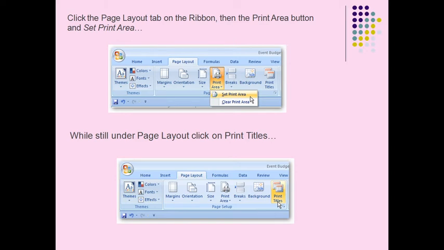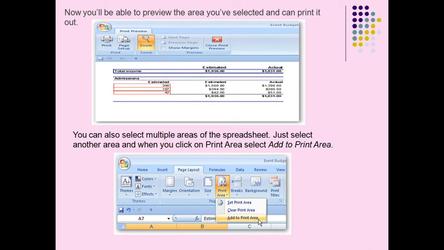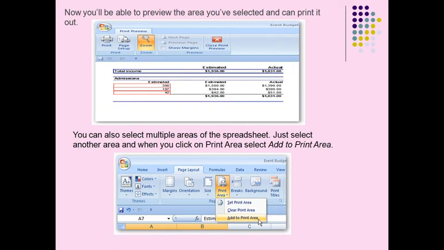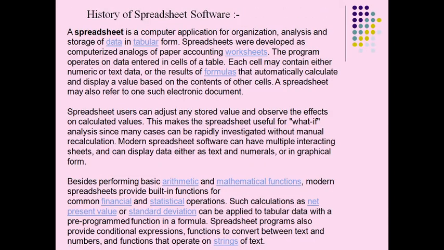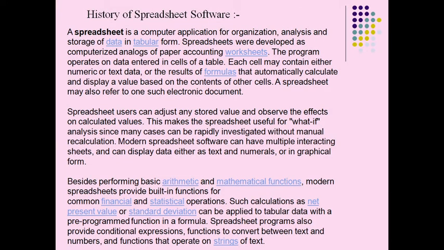Okay. Print area, print titles. I've shown you already, and we are able to see how the print area is set for printing. Okay. This is about how to print the selection. Now let us go to the next topic, which is history of spreadsheet software.